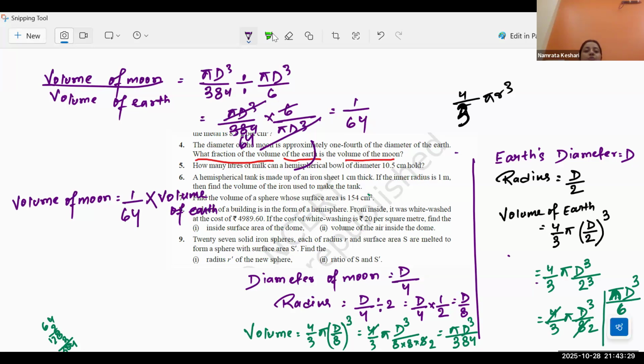Any confusion? Please do it. Yes, Rayan, please do it. Any confusion, Nikhil, Rayan? No, ma'am. Please do it, and once you are done, please let me know.